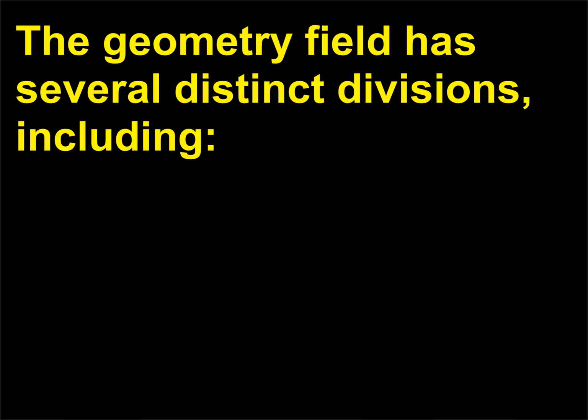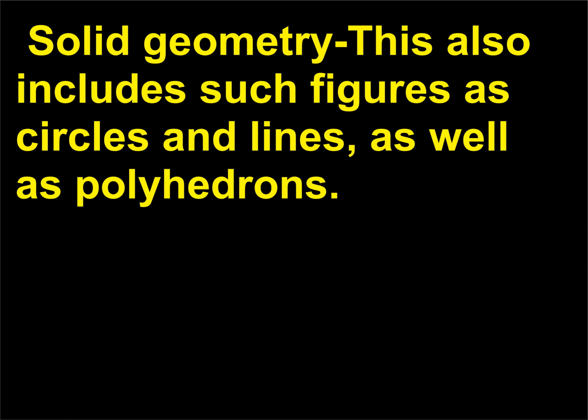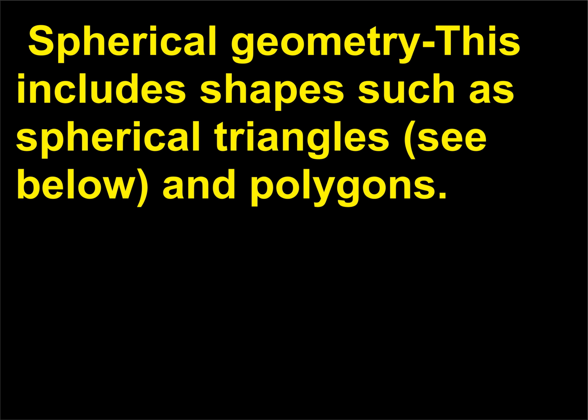The geometry field has several distinct divisions, including plane geometry. This includes common features such as circles, lines, triangles, and polygons. Solid geometry. This also includes such figures as circles and lines, as well as polyhedrons. Spherical geometry. This includes shapes such as spherical triangles, see below, and polygons.